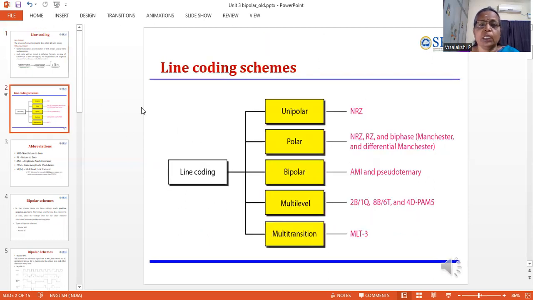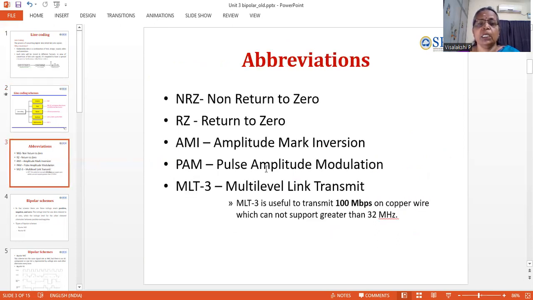Let us see the line coding schemes. In the line coding schemes, we can have 5 different types: unipolar, polar, bipolar, multi-level, and multi-transition. Let us see what abbreviations we have used here. NRZ is non-return to zero, and RZ is return to zero, and then AMI is alternate mark inversion, and PAM is pulse amplitude modulation. MLT3 is multi-level transmit 3, which uses 100 Mbps, and it supports a maximum of 32 megahertz.